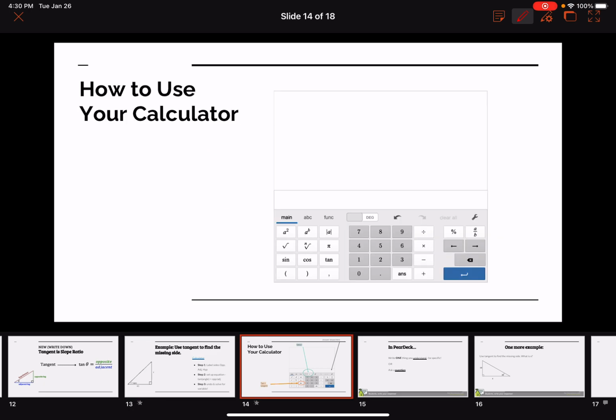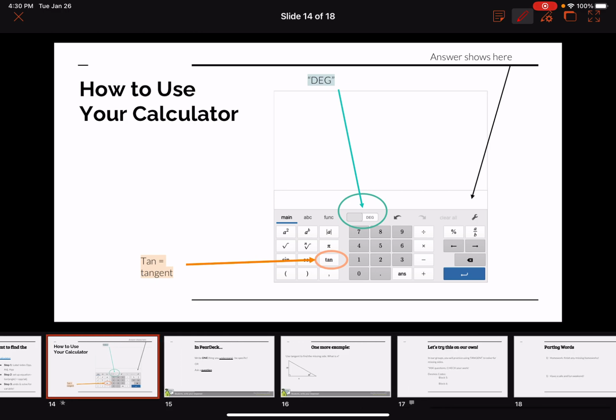Just as a reminder about how to use the Desmos calculator, you want to be in degrees. You'll press the tan button for tangent, and your answers will show up on the right. Let's do one more example together.